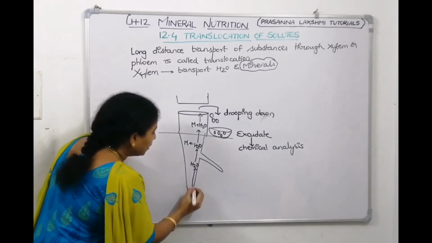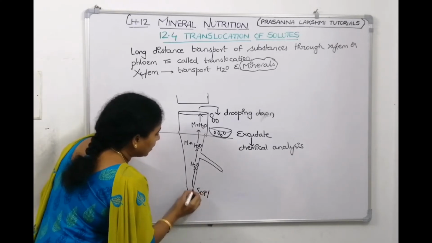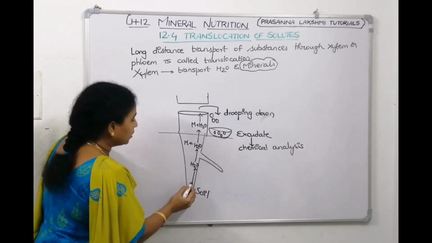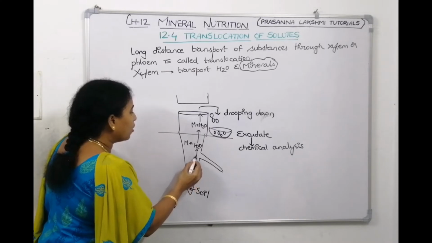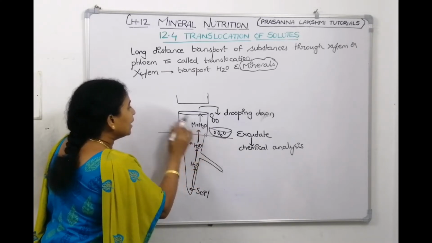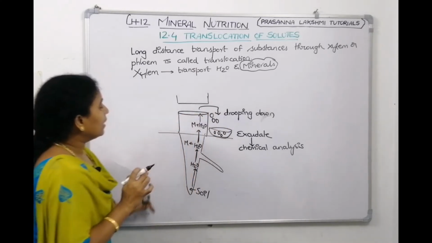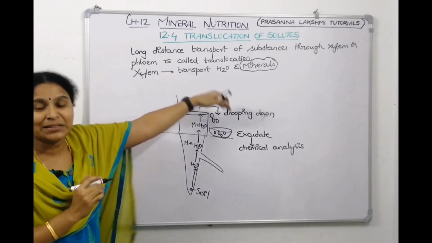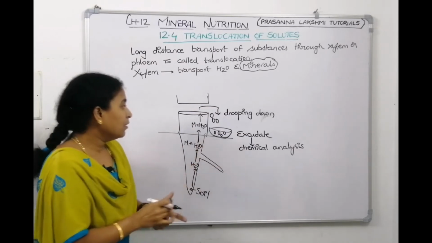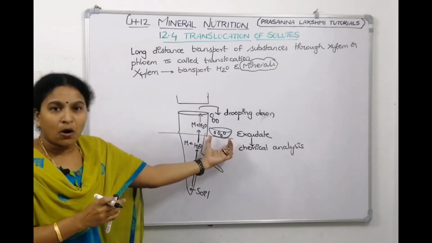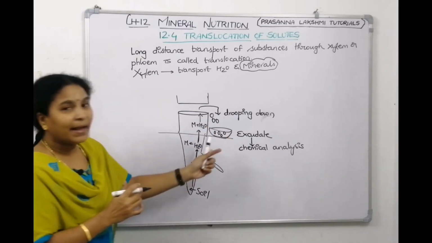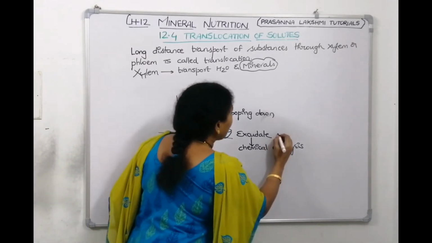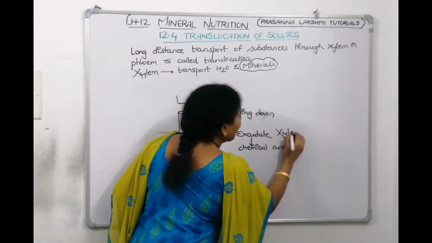So, the water which is coming from the soil is taken by the root. Water is ascending up along with the minerals. And if you cut the stem at this level, since you have disturbed the flow of water, instead of going up, it starts coming down. You kept a container and you collected all that liquid. What is that liquid called? Exudate, or you can call it xylem sap.